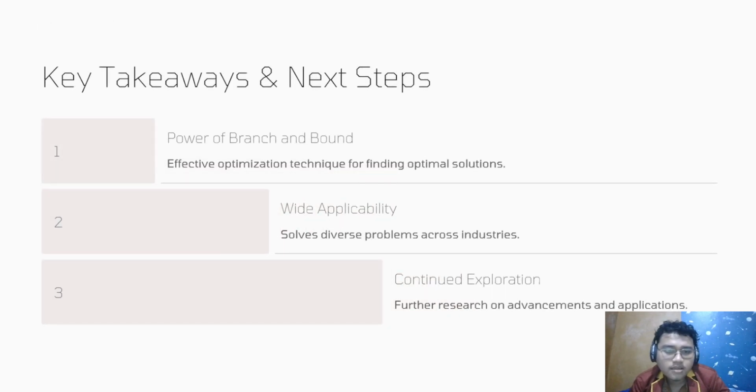The last one is key takeaways and next steps. Before we conclude, let's summarize the key points we've covered today. The first one is that branch and bound is a powerful optimization technique that systematically explores solutions using branching, bounding, and pruning. The second one is that it guarantees finding the optimal solution while reducing computational effort compared to brute force approaches. The third one is that it has wide applications in scheduling, logistics, finance, and various optimization problems. The fourth one is that it has pros and cons, but its efficiency and accuracy make it highly valuable in many industries.